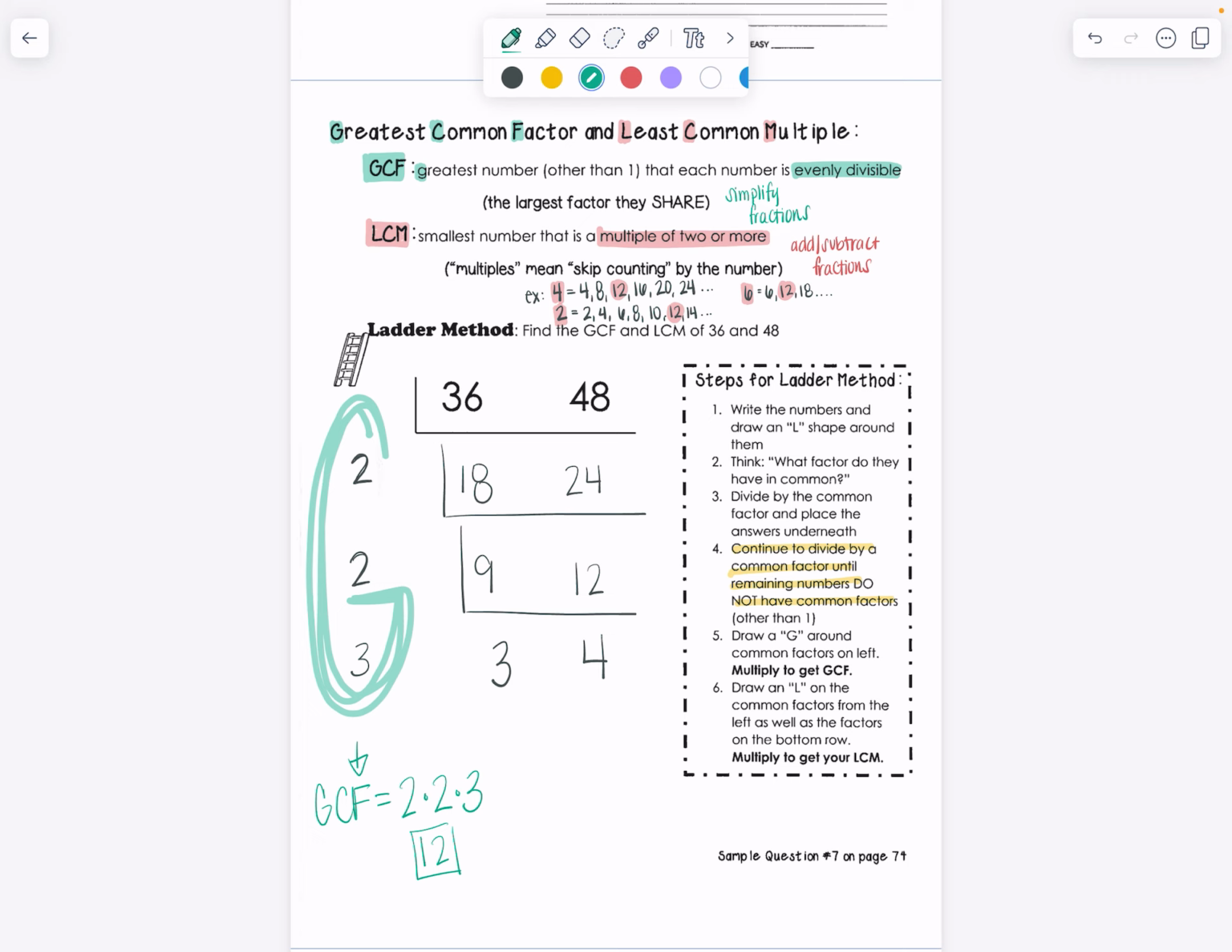To find the LCM, I'm going to draw an L. And these numbers, if I multiply those, I'm going to get the LCM. So the LCM is going to be 2 times 2 times 3 times 3 times 4. Multiply all these, and I can type that in, and I get 144.